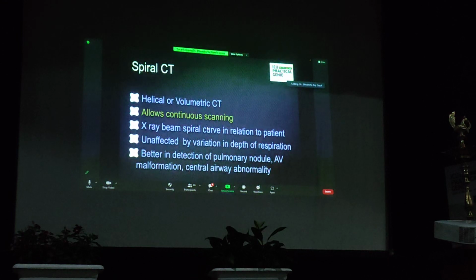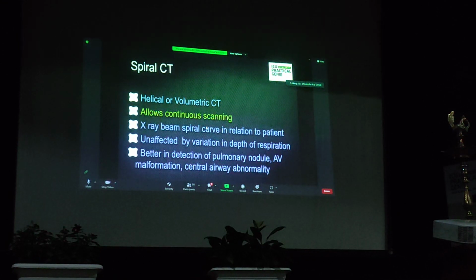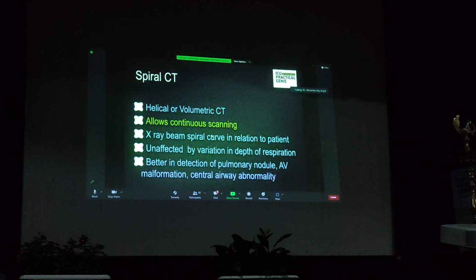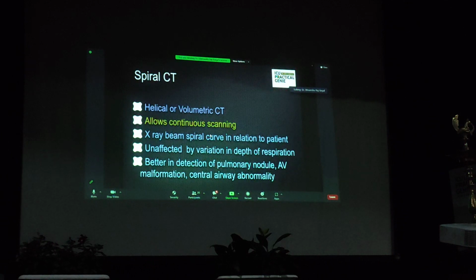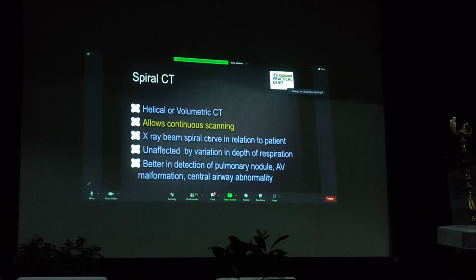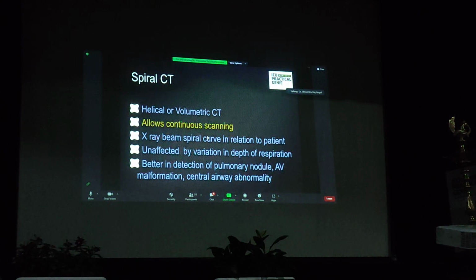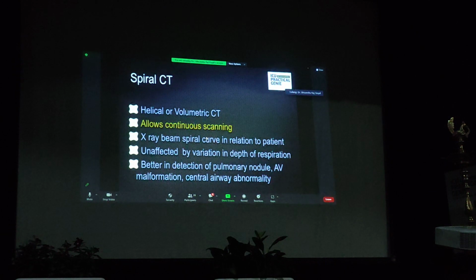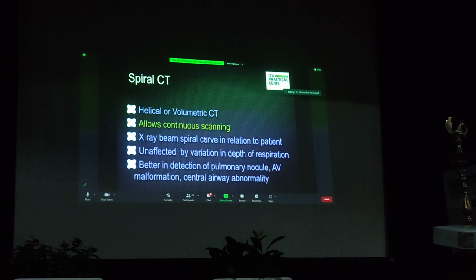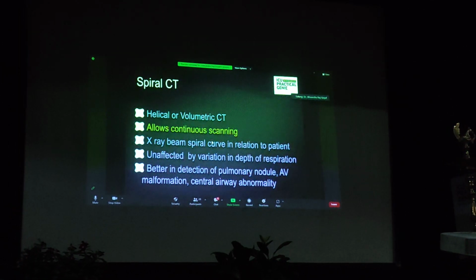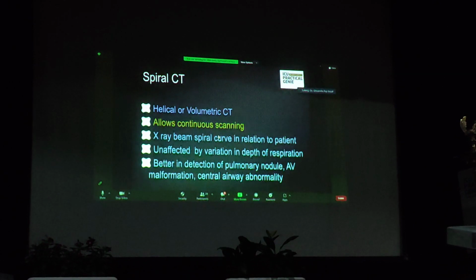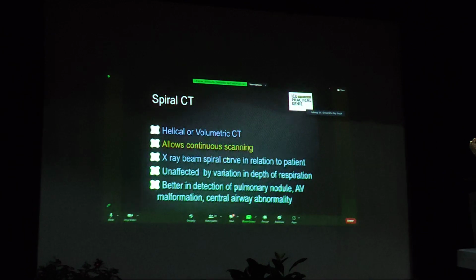In today's day and age, what we do is basically a helical or a volumetric CT. The advantage of this particular pattern is that it allows for continuous scanning, where an X-ray beam runs parallel in relation to the patient. So it usually remains unaffected by the depth of respiration. So you are able to detect pulmonary nodules, malformations and airway abnormalities in greater detail without having to spend too much time in scanning. This is a very important line as far as critical care is concerned. Your patients are sick, you get them down to the CT scan room, you need the CT scan to be done as fast as possible and you ship them back to the ICU environment.